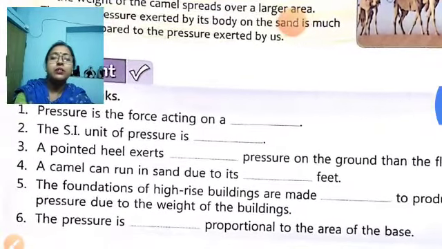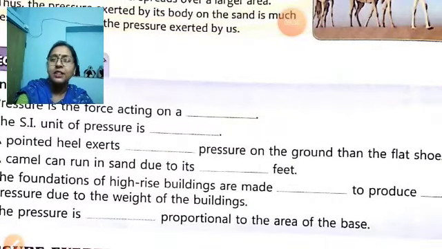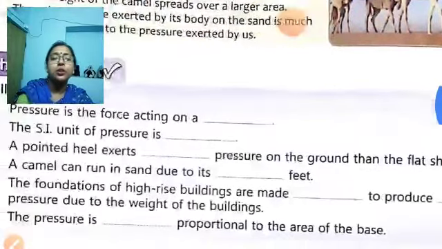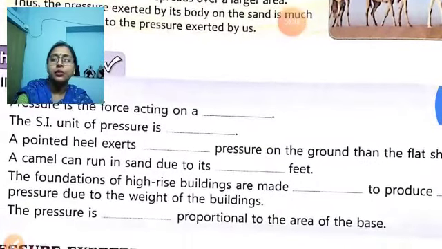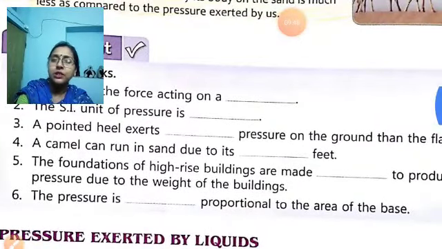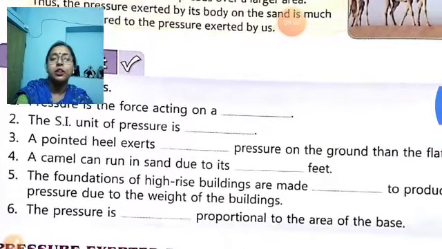Number 4, a camel can run in sand due to its broad feet, broad or wide. Number 5, the foundations of high-rise buildings are made wider to produce less pressure due to the weight of the buildings. And number 6, the pressure is inversely proportional to the area of the base.